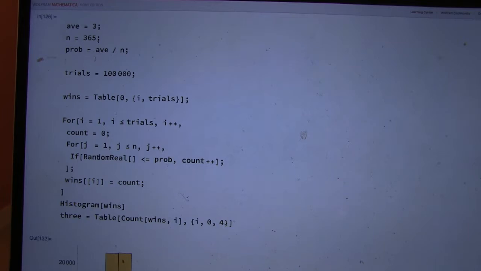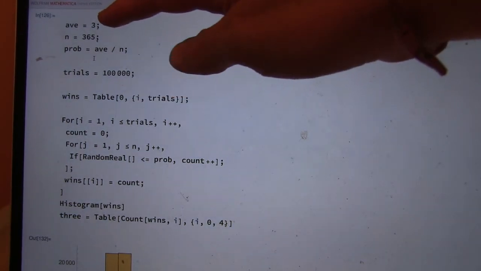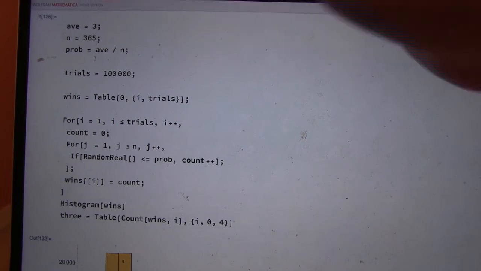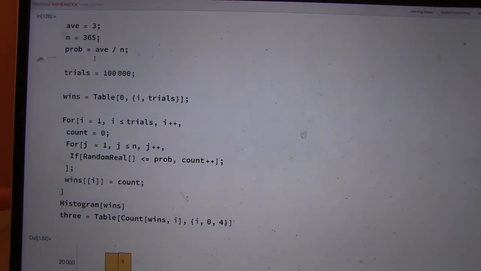So we're continuing our look at the Poisson distribution today, and if you remember, what we're studying when we're looking at the Poisson distribution is, say I have something that occurs on average 3 times a year, and we're asking the question, how often does it occur? 0 times, 1 time, 2 times, 3 times.